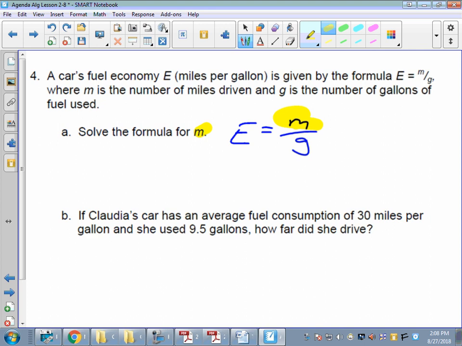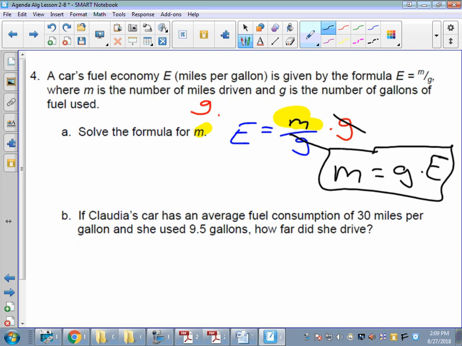So how do I get rid of the g, basically? What's happening to it? It's dividing into m. So what's the opposite of divide? What's the inverse operation of divide? Well, it's multiply. So I'm going to multiply both sides by g. And so I know that on the right side, that's going to cancel, and I'm going to be left with m. And we've got g times E on the other side. And that's it. So our new formula solving for m is now m equals g times E.